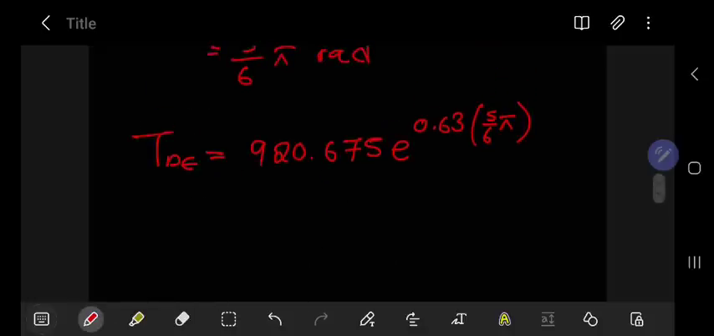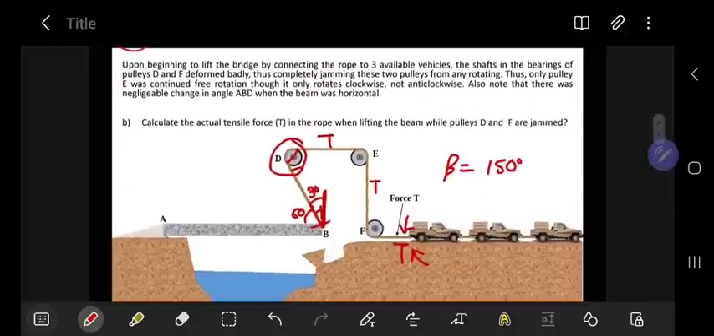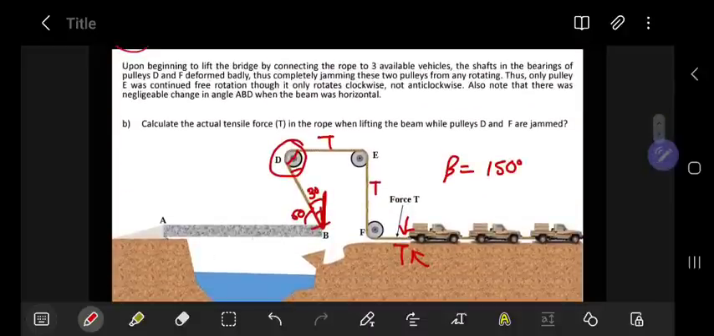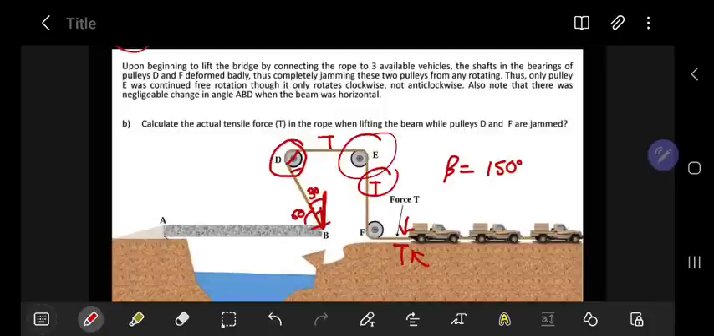Okay, so let's do the math here. What are we going to get? We get TDE. So this comes out as 4790.754721 kilonewtons. So this is the force acting in that rope after the pulley D. After doing that, we observe that that tension will be the same even here, since this is free to rotate. So we'll just bypass that one.